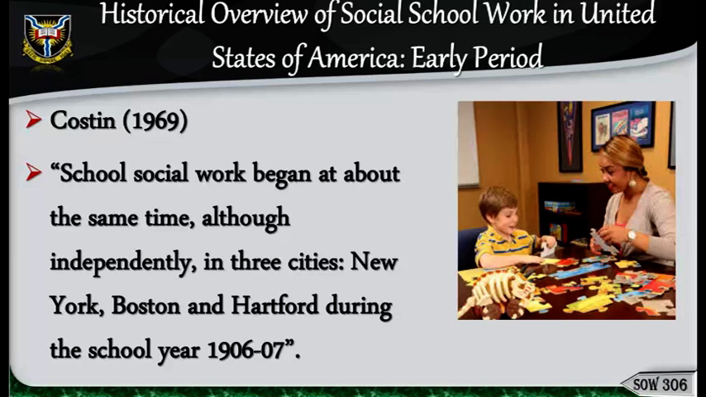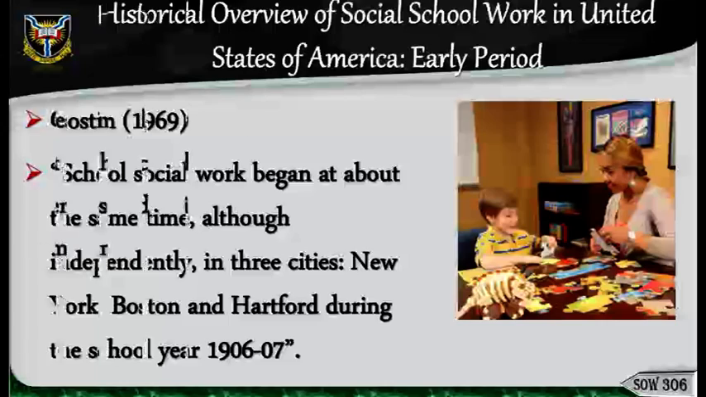Historical overview of school social work in the United States of America. Early period. Costin, 1969. Note that school social work began at about the same time, although independently, in 3 cities: New York, Boston, and Hartford during the school year 1906 to 07.